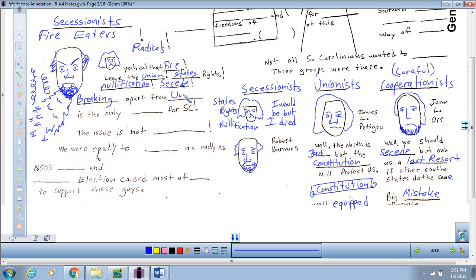Breaking apart from the Union is the only answer for South Carolina. The issue is not debatable.